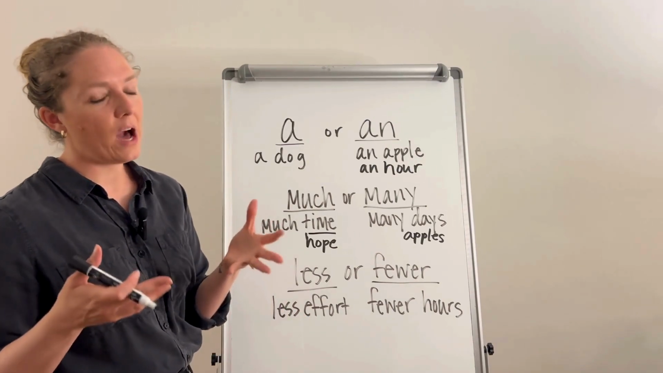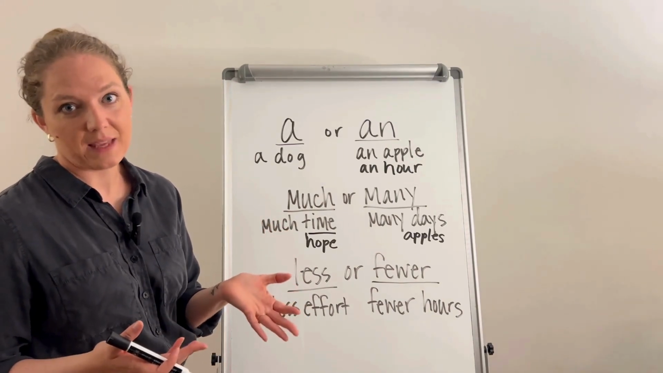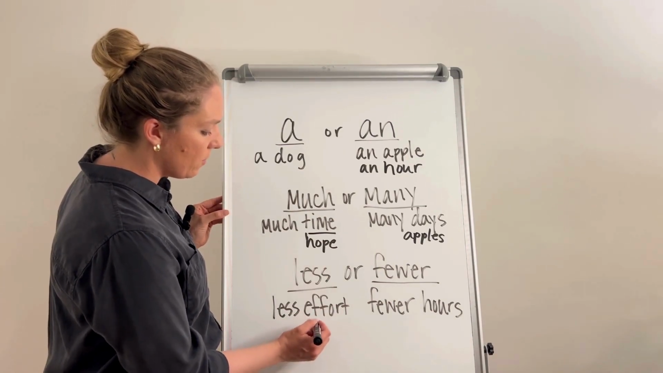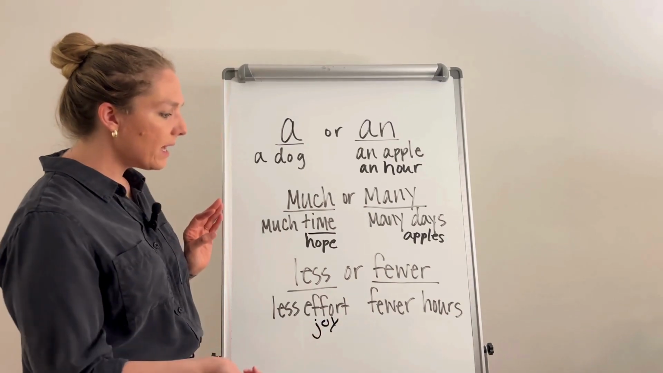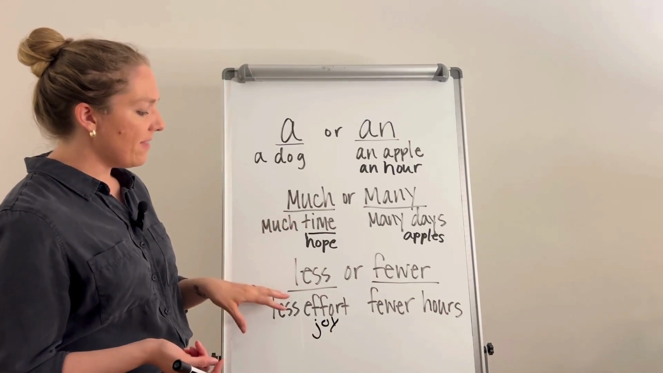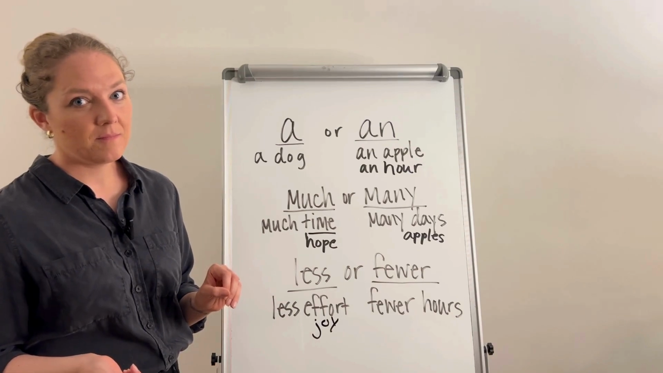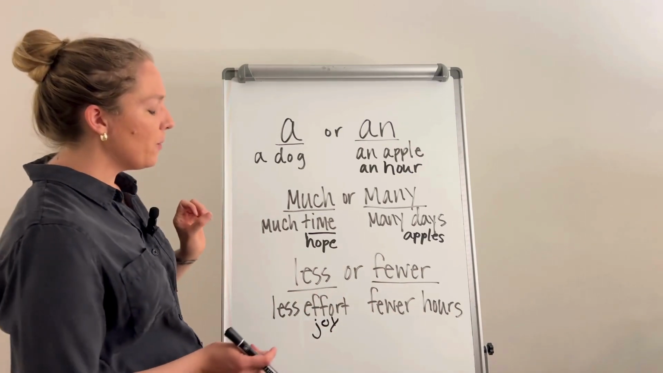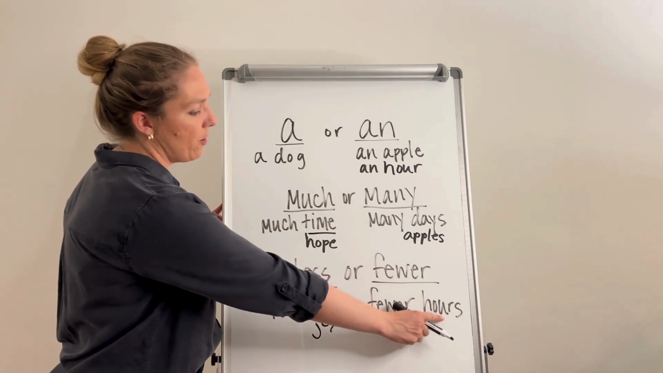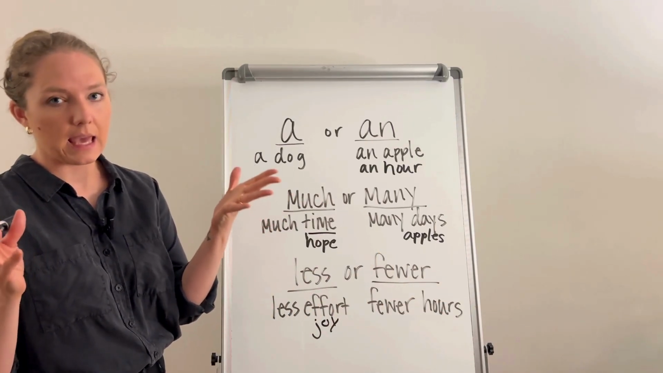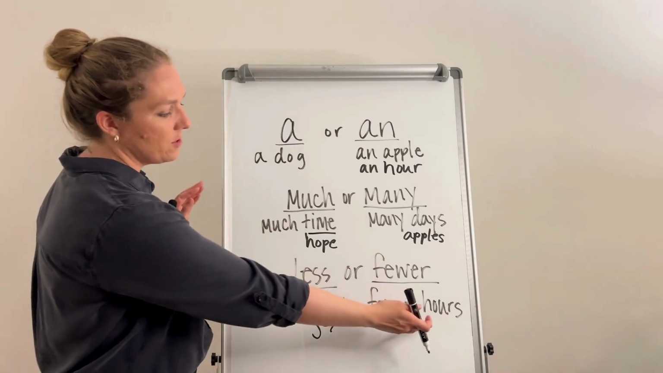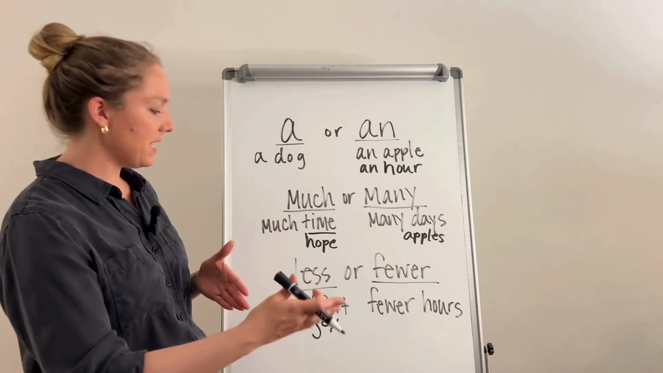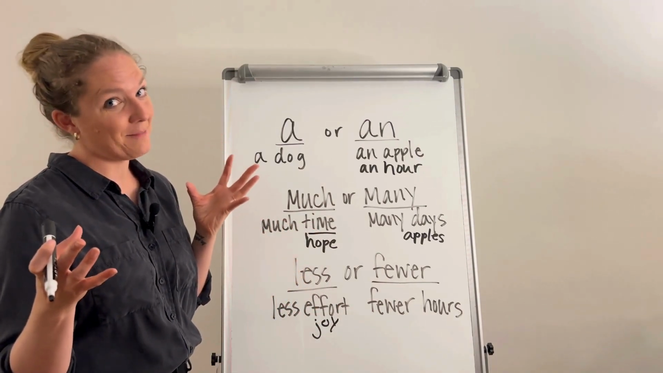You cannot count how much effort you put into something. So less effort, or again, similar to hope, we could say joy, or less time. And those are things that cannot be counted. And then fewer is used with things that can be counted. And I want to note the difference between time and hours, because technically they are the same thing, but you can count hours just like you can count days. Hours can be counted, but time cannot be counted.